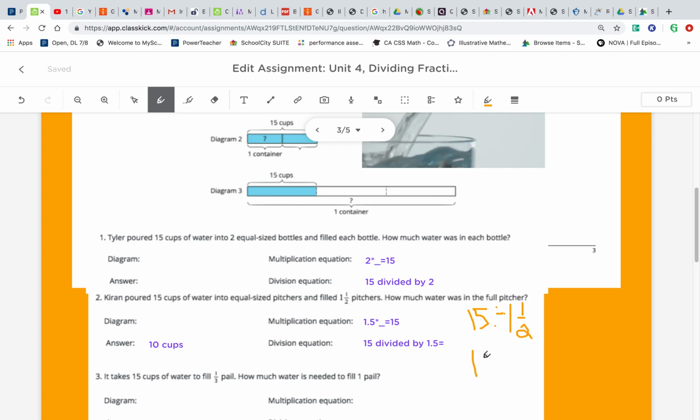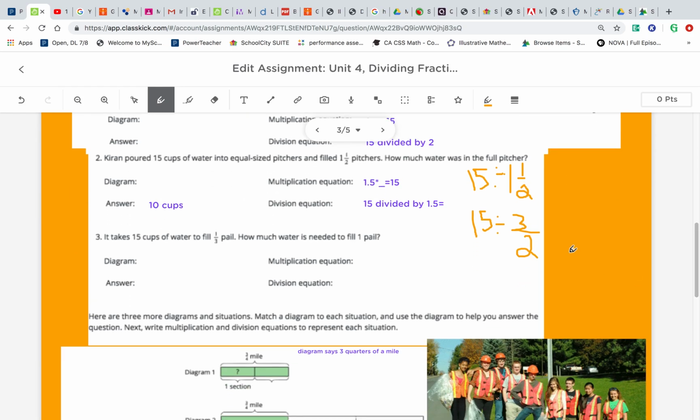So this would be 15 divided by 3/2, because 3/2 is the same thing as 1.5. And then if you remember before, when we divide by a fraction, we can change this to multiplication. I'll actually use an X this time. Haven't used it in a while. And then we flip this second fraction upside down, so it's going to become 2 over 3. And this 15 stays here.